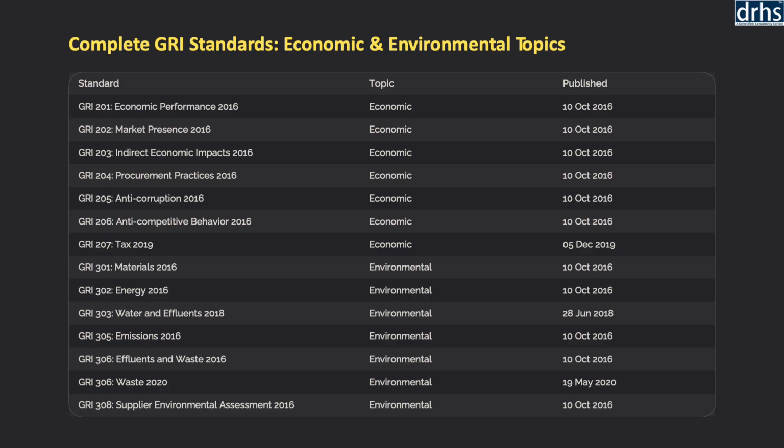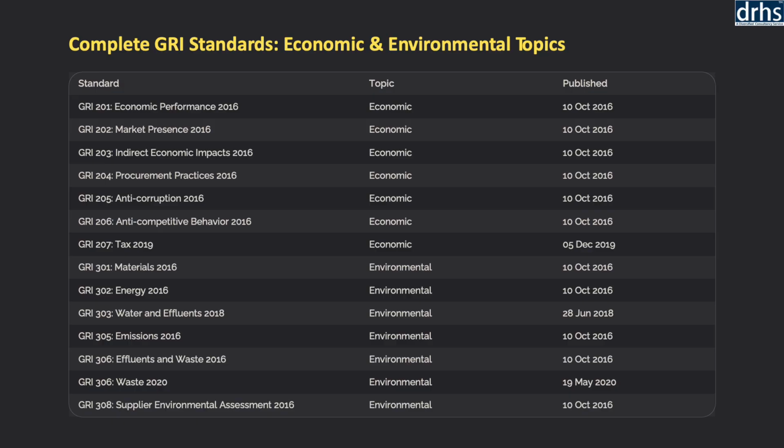On the economic front, standards encompassing economic performance, market presence, indirect impacts, procurement practices, anti-corruption, anti-competitive behavior, and tax transparency collectively establish a robust governance architecture. They enable organizations to disclose not only value generation but also the ethical and institutional mechanisms that sustain fair markets and equitable growth.